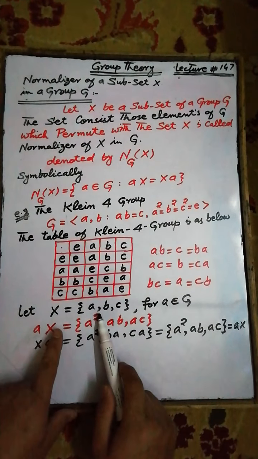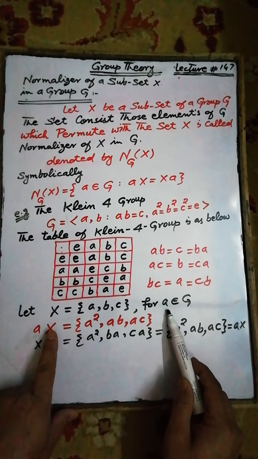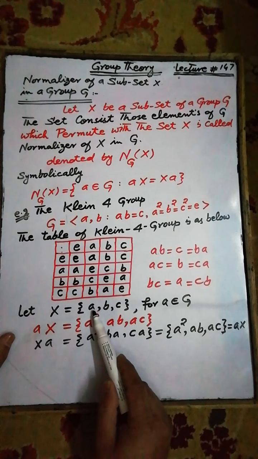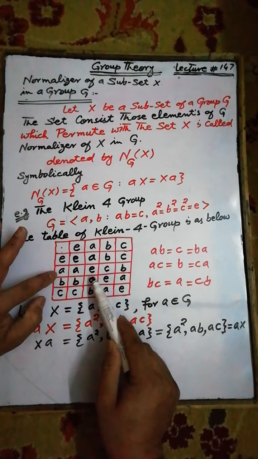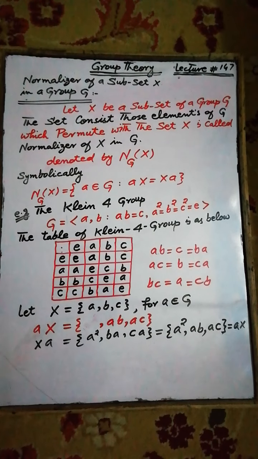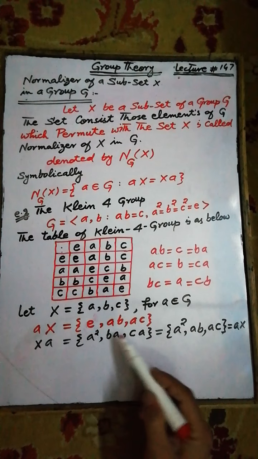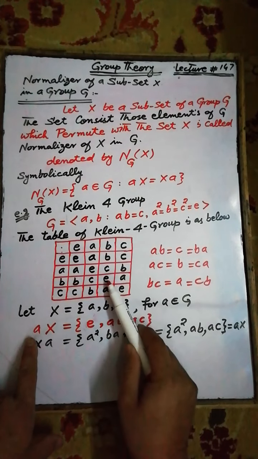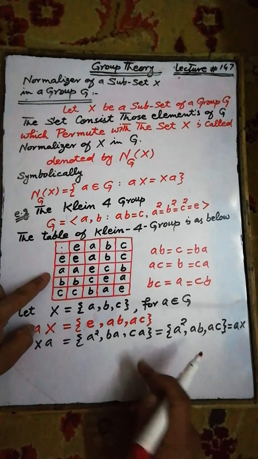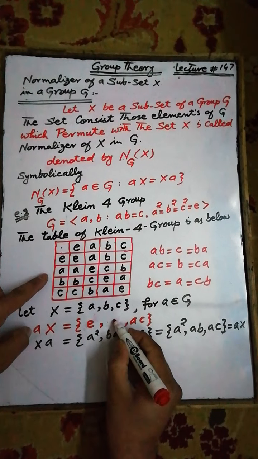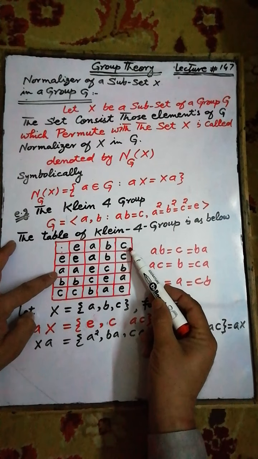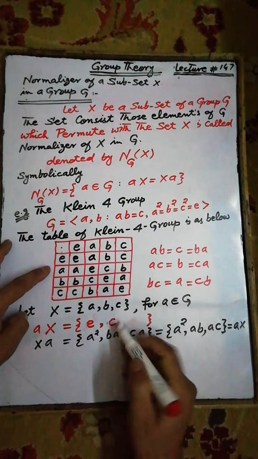For example, let X be a subset of the group G. For an element A belonging to the group G, AX is equal to: we operate the element A to each element of the set X. A operated with A is equal to A squared, which according to the above table is equal to the identity element E of the group G. Operating A with B, the result is equal to an element C. Operating A with C, the result is equal to an element B.